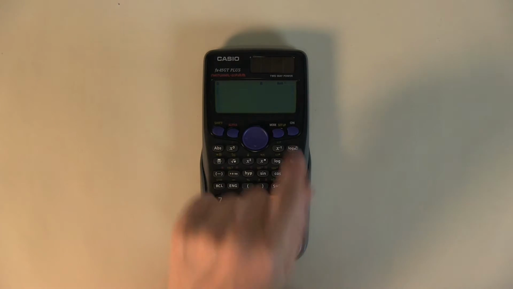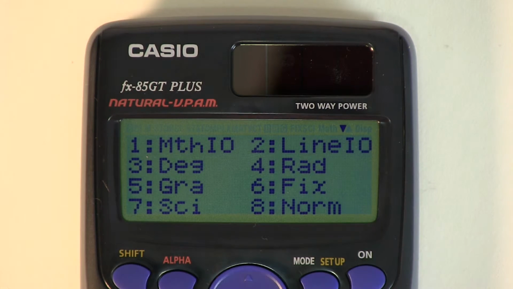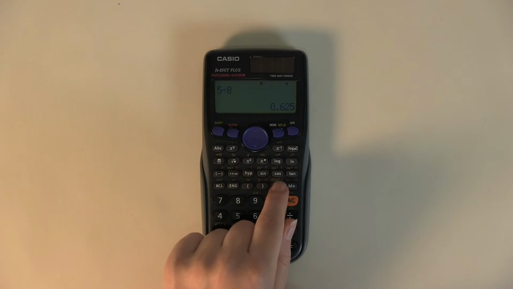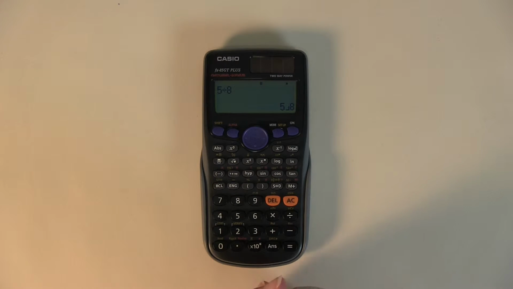Let's go back. And what is setting 2? Setting 2 is line input output. Now if you put the line input output there and then use the very same fraction, 5/8, you've got that straight away. But if you press the SD button, what you see now is 5 and that funny angle looking symbol, which is the linear version of noting that this is a fraction. I don't like this notation at all because in most cases it confuses me.